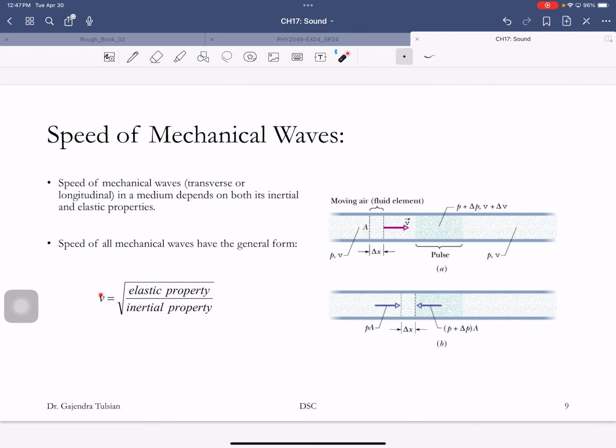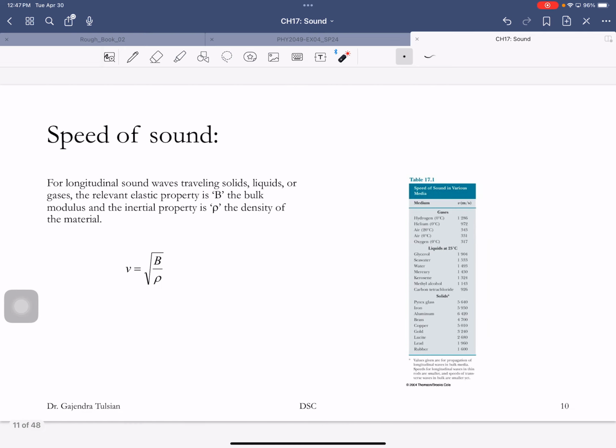So the speed of sound in a medium depends on its elastic property divided by inertial property. And this is true for all mechanical waves. So here's the speed of sound in various media. For longitudinal waves, sound waves traveling in solids, liquids, or gases, the speed of sound is the bulk modulus divided by the density.